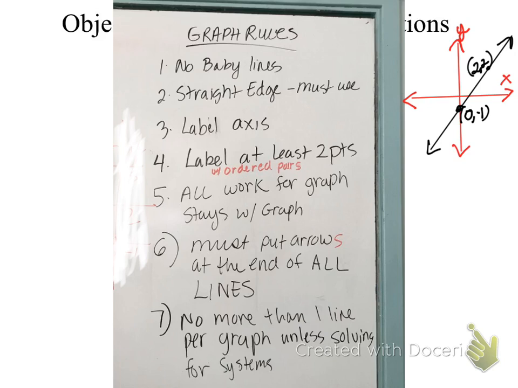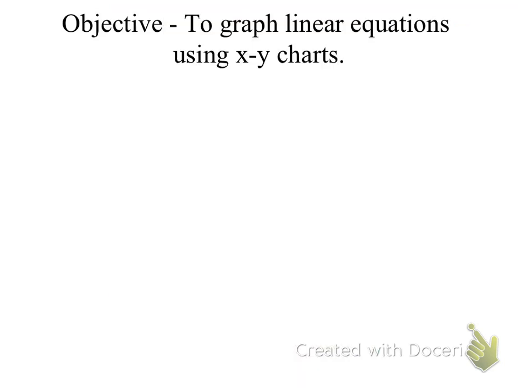Number 6, all arrows on all lines, the XY axis, as well as the line that you are graphing. Number 7, no more than 1 line per graph unless solving for systems. That will be chapter 8. Are there any questions about the graphing rules? All right, so let's go on to the lesson.